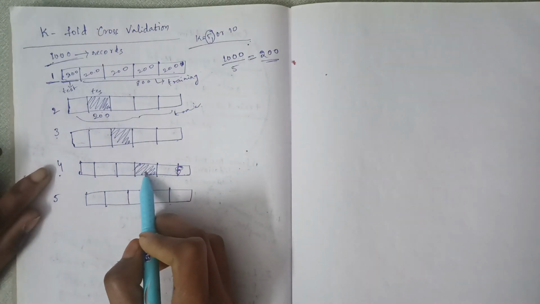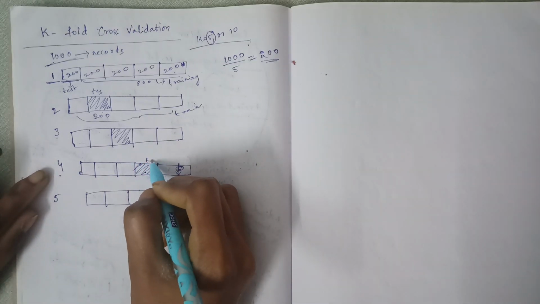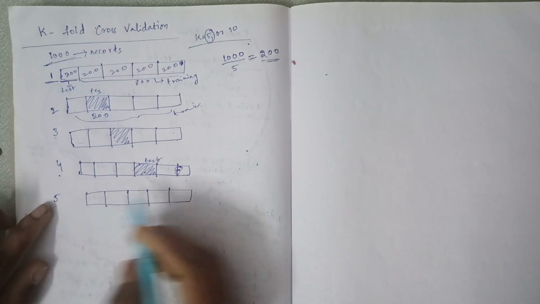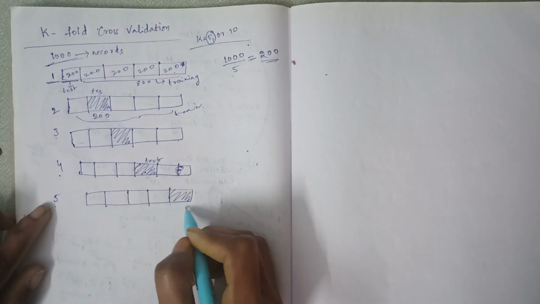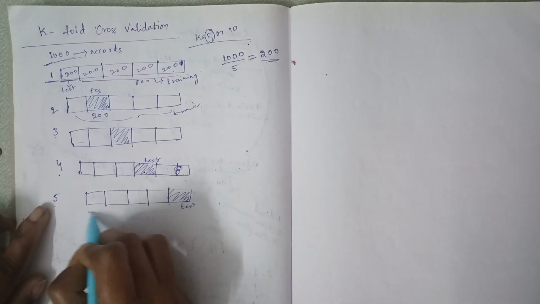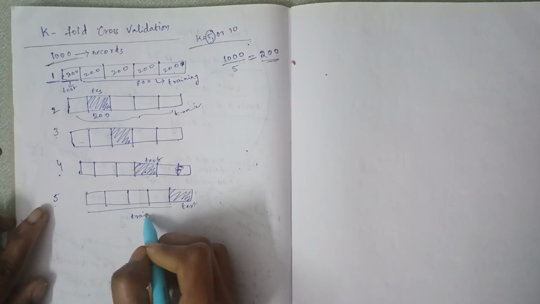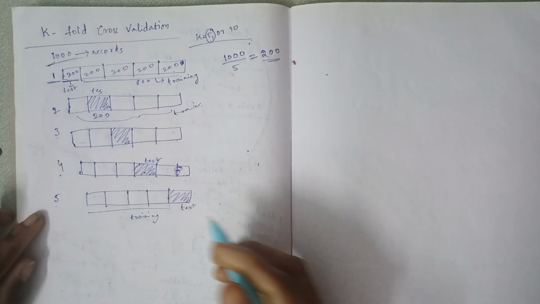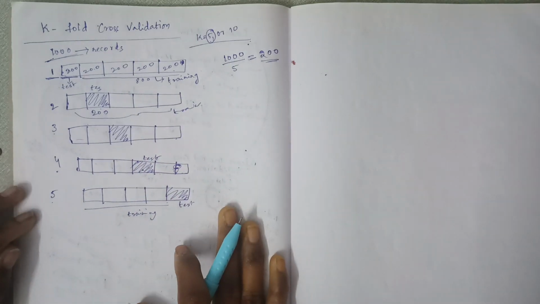The fourth fold will go for the testing. And in the fifth one, the fifth fold will go for the testing and the remaining will go for the training. Then what is the problem in this K-fold cross validation?